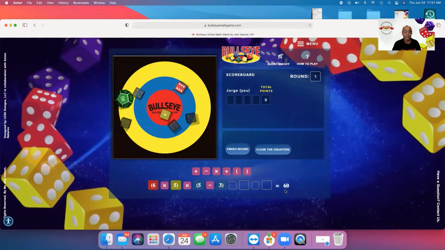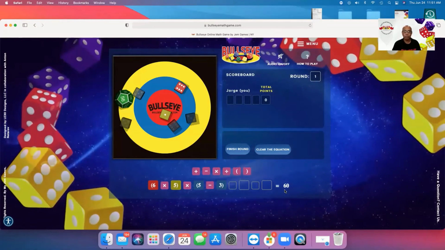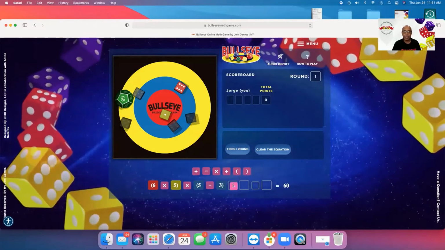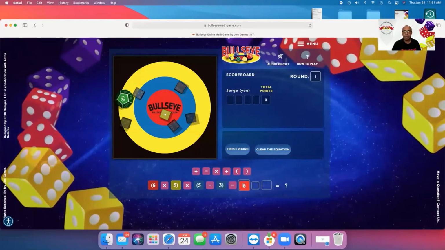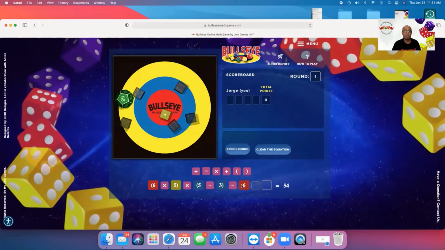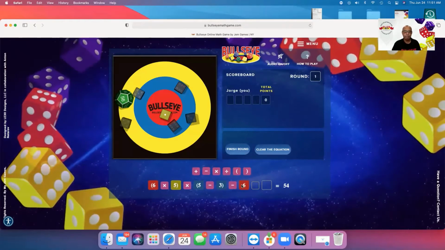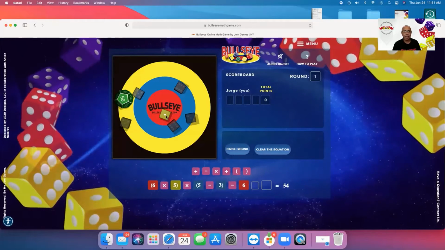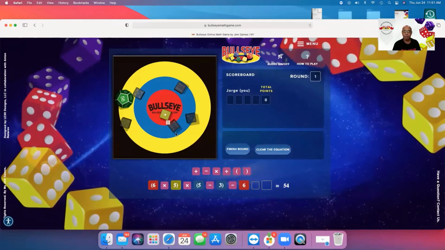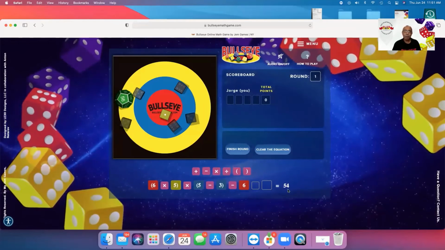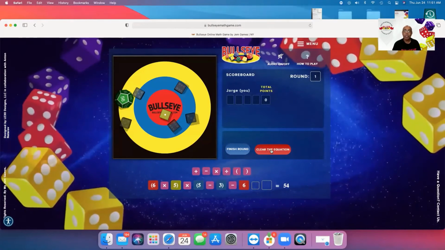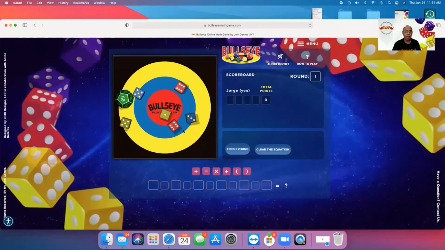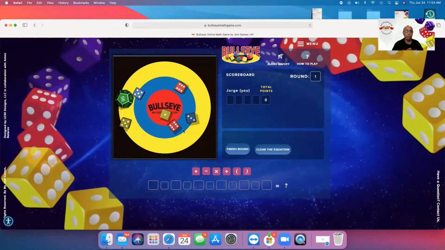Okay. And then what I would like to do is, if I subtract 6 from the 60, that gives me 54. Wow. And I'm short by 2, and if I minus the 1, it's only going to give me, or if I add the 1, it's only going to give me 55. That's not going to work for me. So I'm going to clear the equation button. The dice come back up to the game board, and let's see if we can start all over, okay?